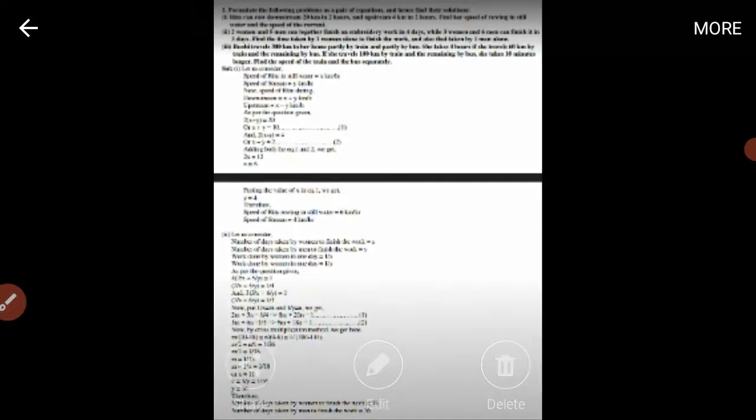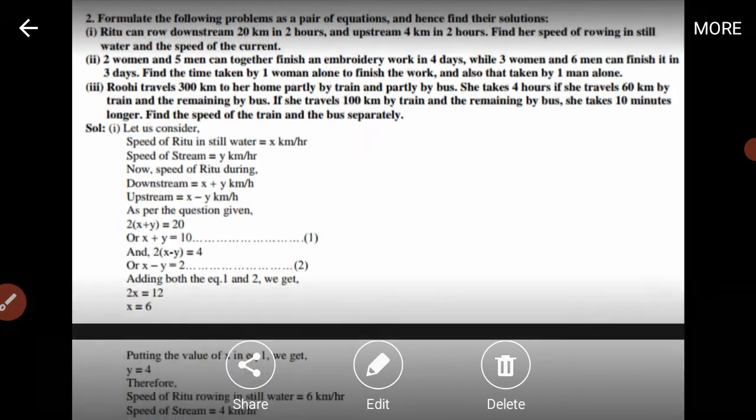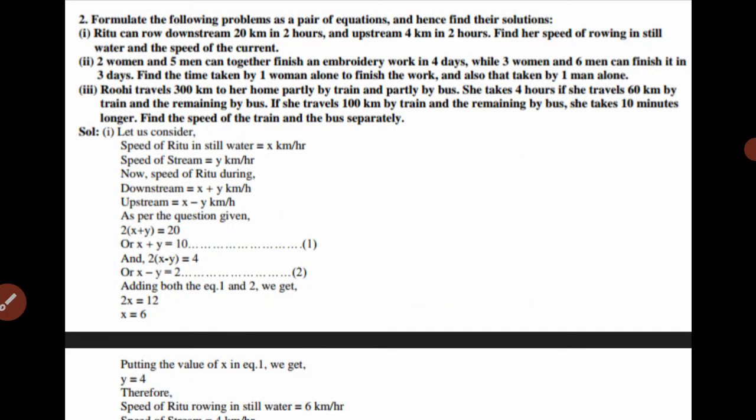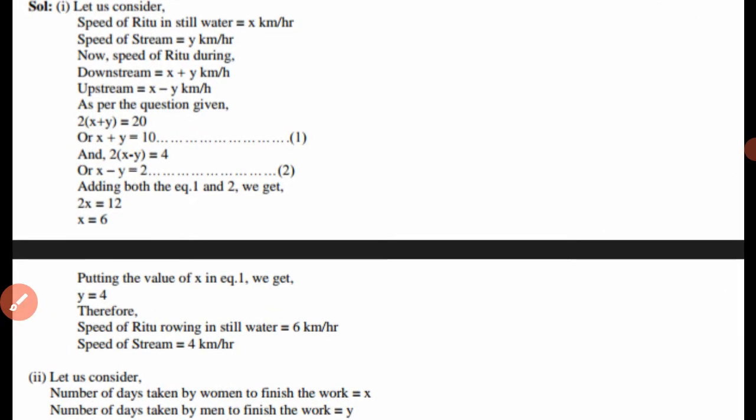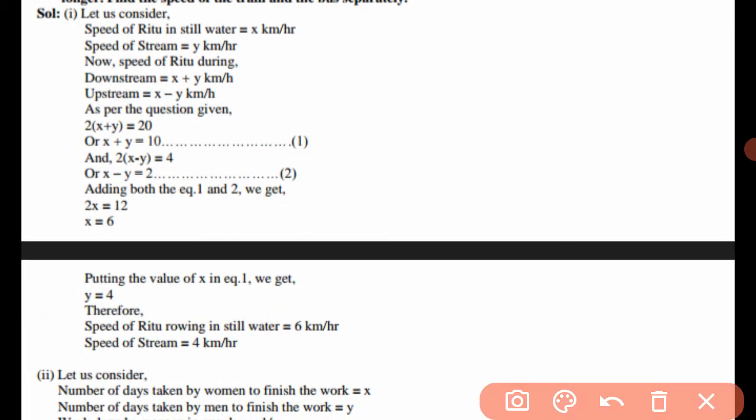Now after this, come to the word problem, that is question number 2. In question number 2 we have given: formulate the following problem as a pair of equations and hence find their solution. In the first part we have given: Ritu can row downstream 20 km in 2 hours and upstream 4 km in 2 hours. Now find her speed of rowing in still water and the speed of the current. So here we can take the speed of Ritu in still water as x kilometer per hour, and we can take the speed of the stream as y kilometer per hour.